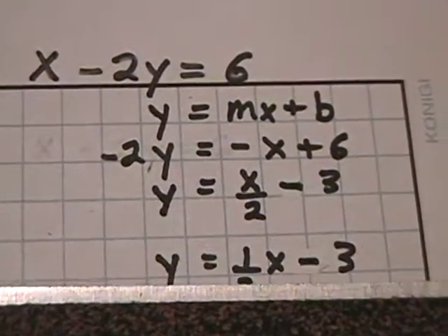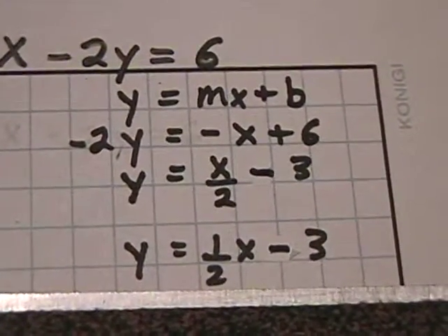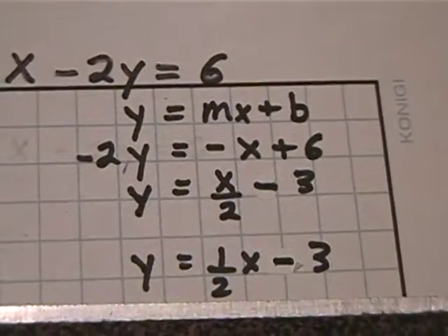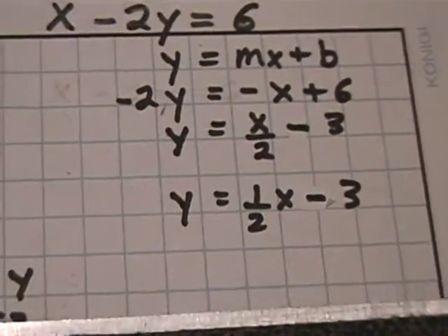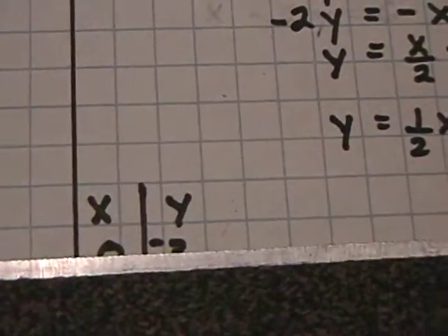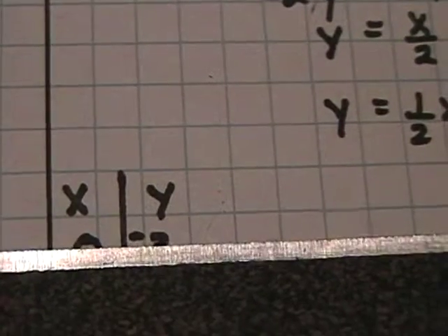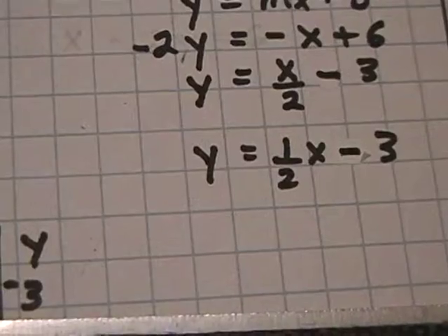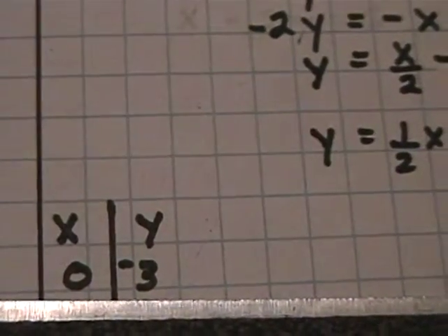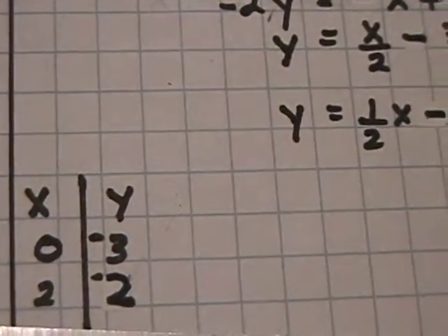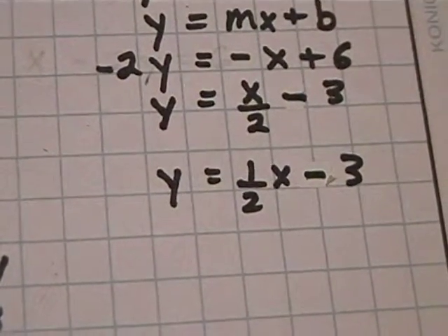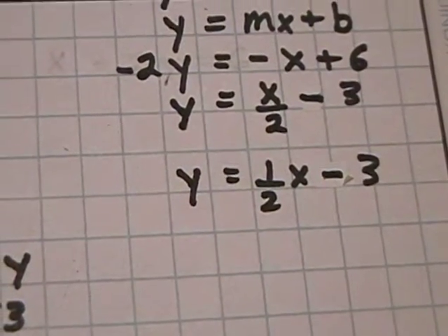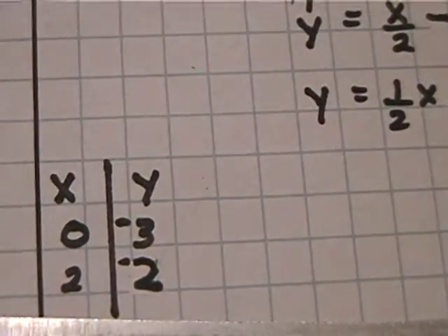So our equation can also look like this: y equals 1/2 x minus 3. We can set up a table of values like we did before. When x is 0, y is negative 3. And I also chose 2. When x is 2, y is going to be negative 2, since 1 minus 3 is negative 2.